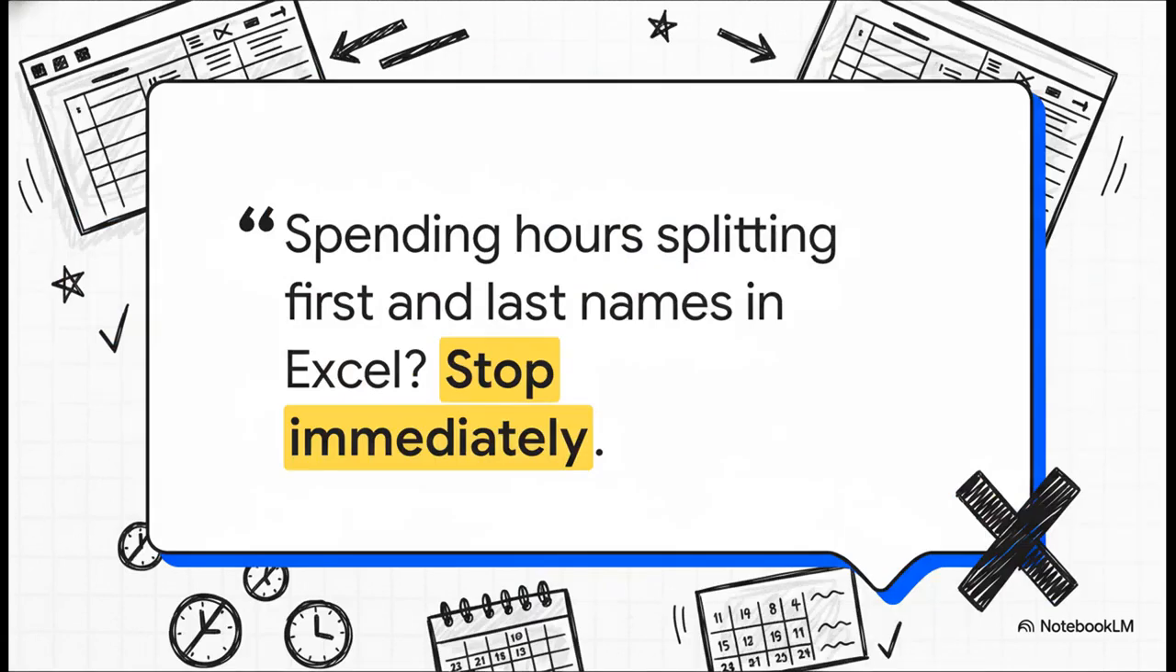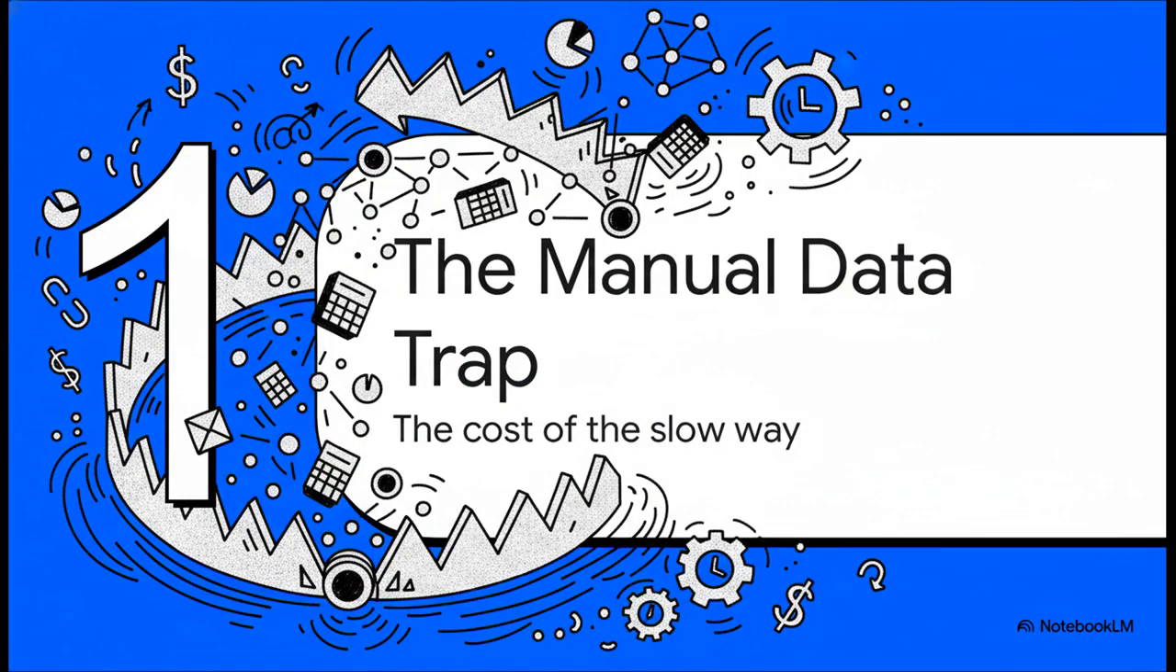And that brings me to this. If you are one of the countless people who has wasted an entire afternoon manually splitting first names from last names or reformatting dates one by one, I'm here to tell you, you can stop. Seriously, stop immediately. That whole manual process is what I call the manual data trap. It's the way most of us learn how to do things, but it's a trap for a reason. It costs us way more than just a few minutes here and there.